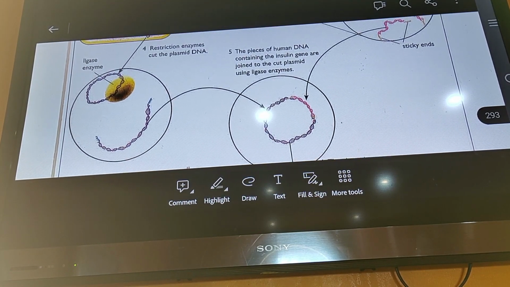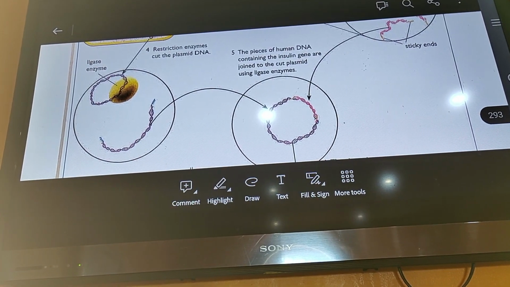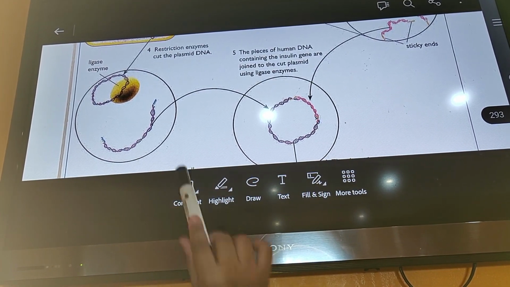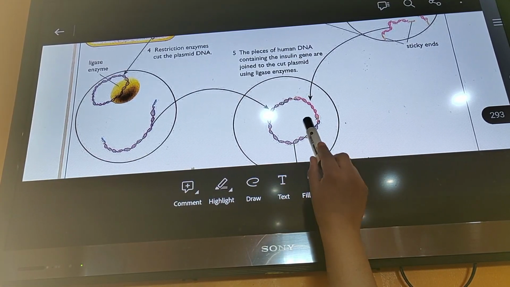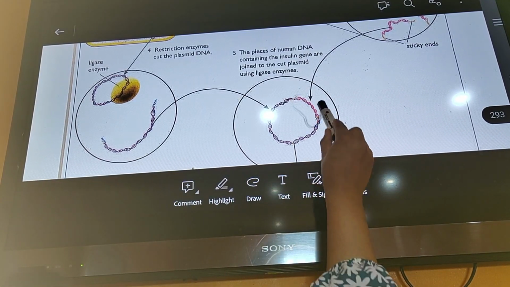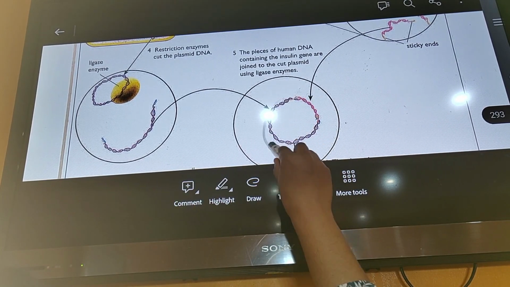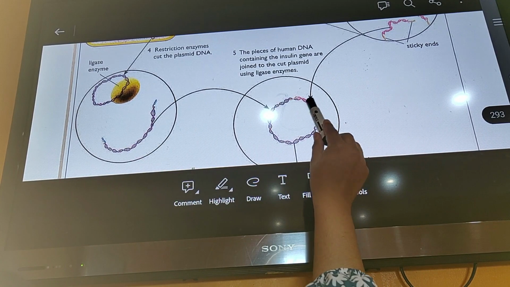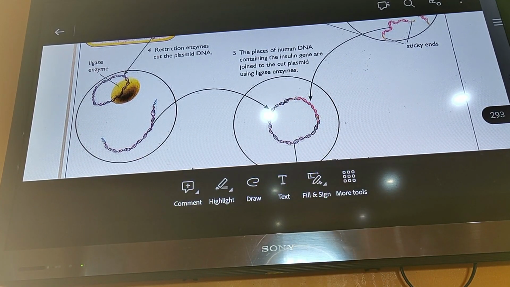Next, there are two enzymes. The restriction enzyme will cut the DNA and we need the ligase enzyme now. What will the ligase do? This is the human DNA and this is the bacterial DNA. Human DNA and bacterial DNA will both join together with the help of a ligase enzyme.